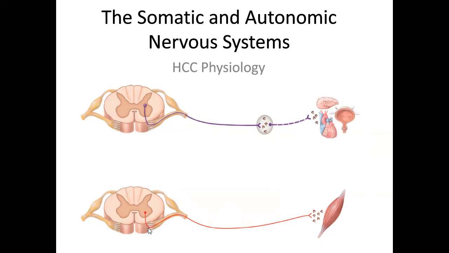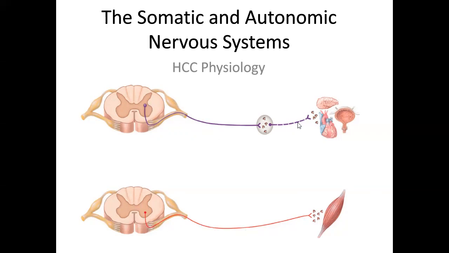Another easy way to tell that they are different is by just looking at the number of neurons it takes to get from the central nervous system, in this case the spinal cord, to the effector. If it's somatic, it's always one neuron going all the way to the muscle. So when you contract the muscles in your forearm while taking notes, the neurons that trigger that originate in the spinal cord and travel all the way through your arm and into that muscle, whether in the forearm or the hand.